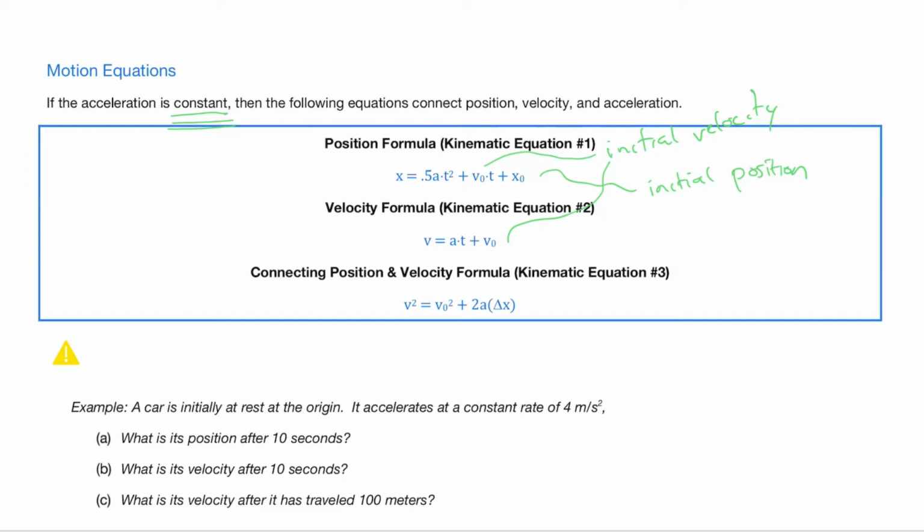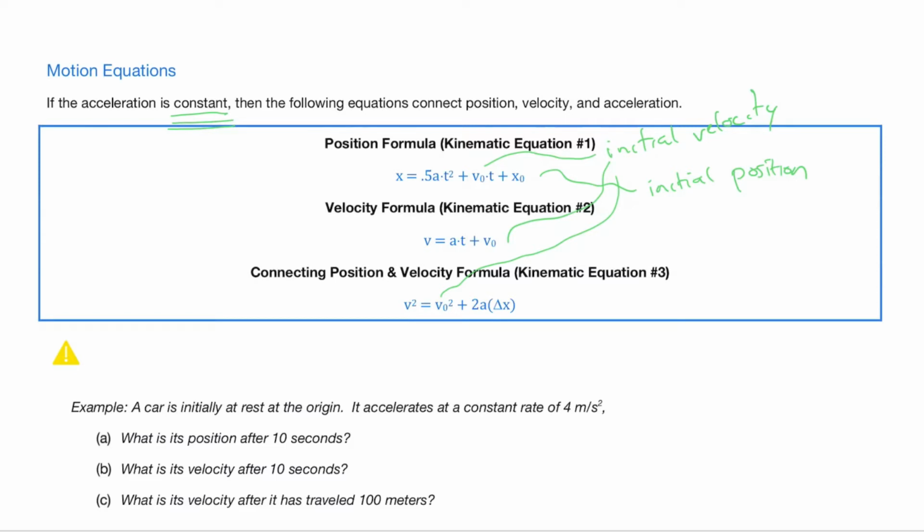The final equation connects position and velocity, and this third kinematic equation is useful when time is not relevant. As you can see in the equation, there is no t variable, and so this formula will be most useful when we need to connect the velocities and the accelerations and the positions without knowing time.